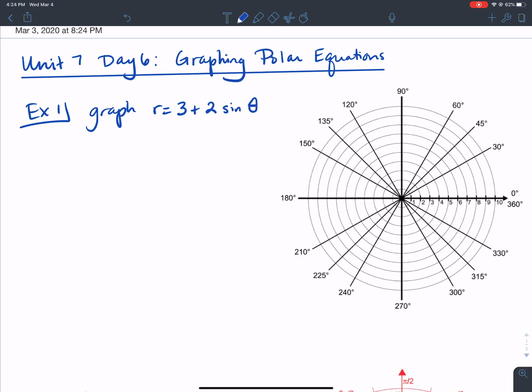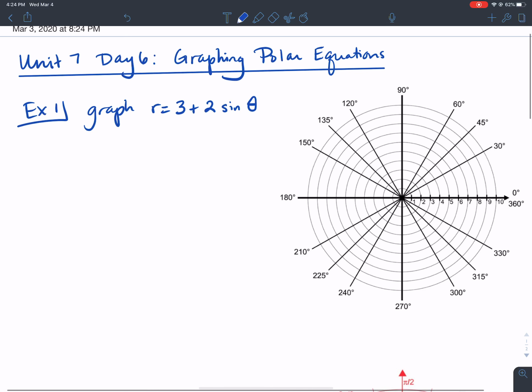Now, to graph polar equations, we're basically going to combine what we've done over the last 2 days, and that is plotting points in polar form and working with equations in polar form. Now, with rectangular form, we would be accustomed to seeing equations like y equals 2x plus 5, something like that, where you have y by itself. In polar form, you need to have r by itself to plot points and then graph.